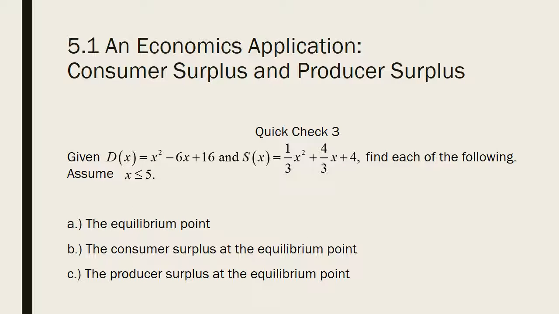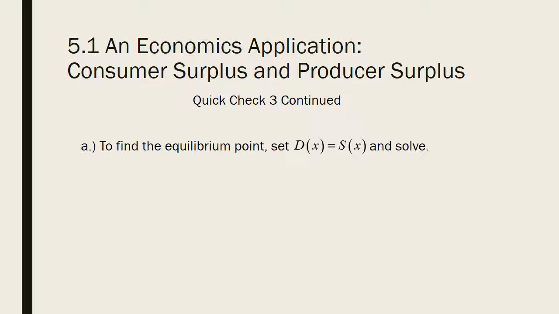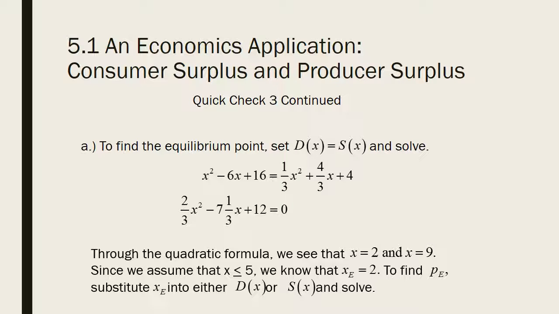All right, try this one on your own. Pause the recording, give it a go, and resume to check your answer. Okay, so setting them equal to each other, we solve, and we actually get 2 answers. Now, they didn't work it all the way through. They did say that using the quadratic formula, you got 2 and 9. You could multiply everything by 3 and get 2x squared minus 7x plus 36 equals 0 and factor it. But in the end, you're going to get 2 and 9.